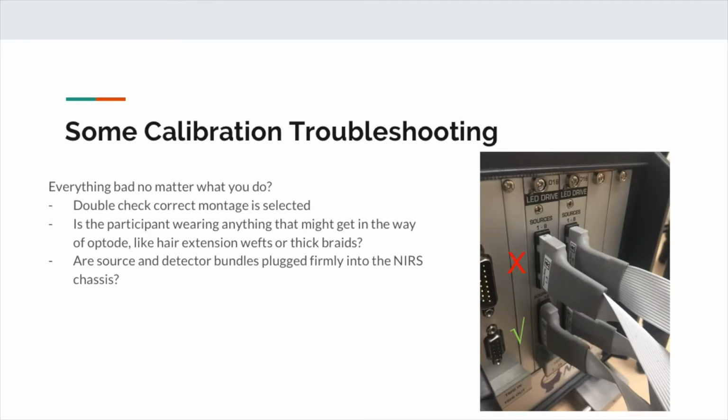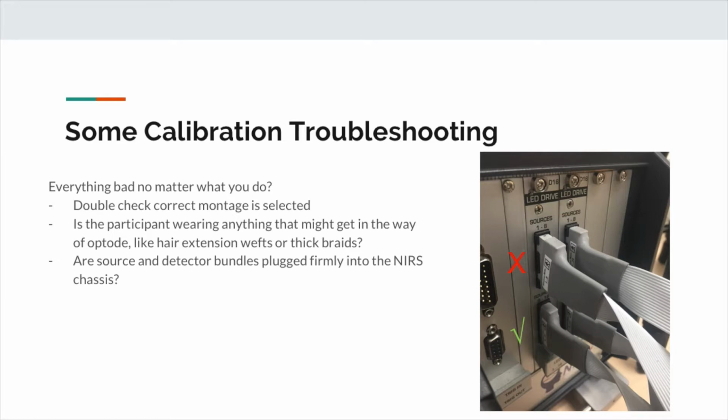Some other calibration troubleshooting. Sometimes you'll try to fix things on the participant's head over and over and it's not getting any better, and you see just lots of red or white over someone's head. So what can you do for that? Some things to check: make sure you have the correct montage selected first off, since the montage tells the system which pairs to be looking for. If it thinks, say, source 11 and detector 12 should be next to each other, it'll look for good signal between those, but those might be on opposite sides of the head in your actual physical montage. So just make sure you have the correct montage selected in the software when you're running the study.